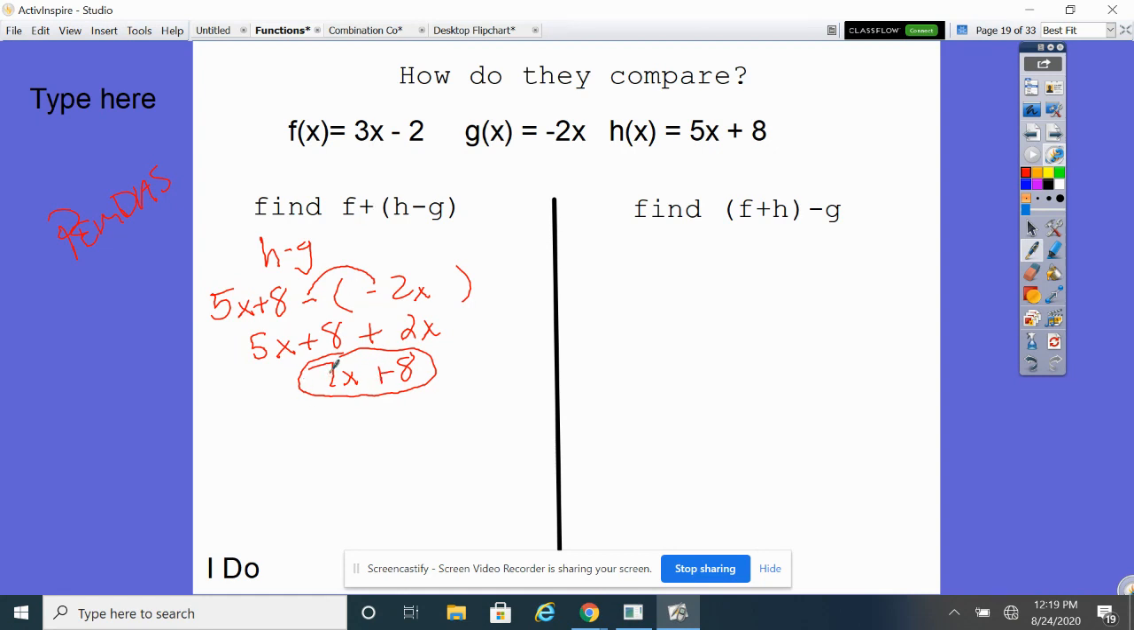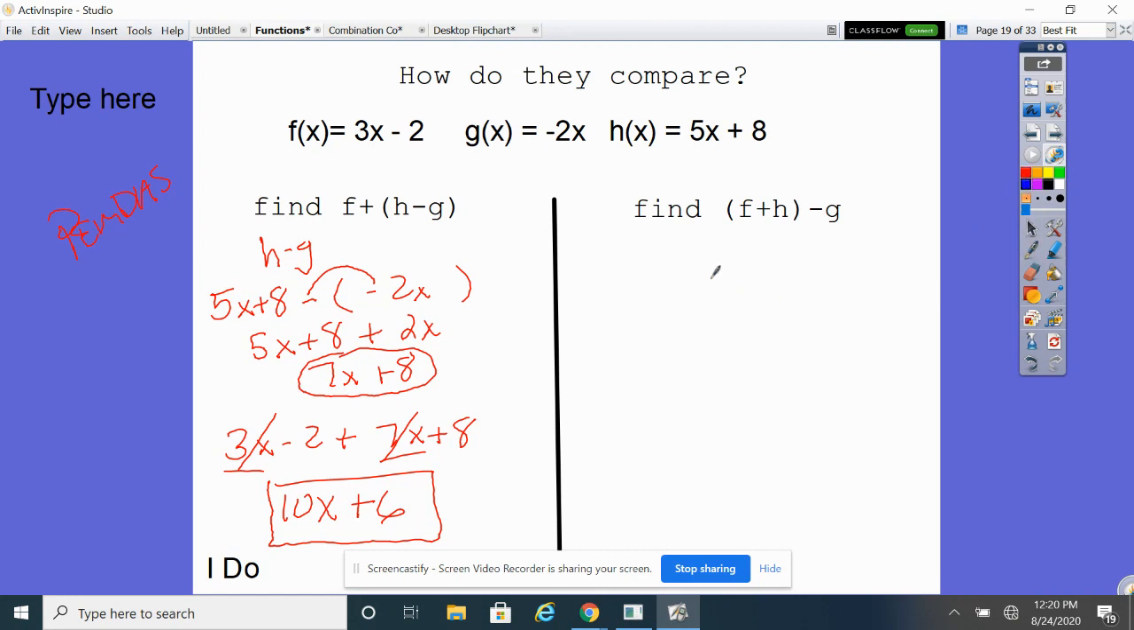All right, so there's the answer to the first part of the problem, but now we've got to do f plus all that stuff. So what was f? Well, f was 3x minus 2 plus, now we want to write the answer that we just got, which was 7x plus 8. No parentheses when it's a plus sign. We can just start collecting like terms. 3x and 7x is 10x. I like to cross them off to know I've used them. Negative 2, positive 8. It's positive 6. So there's the answer to f plus h minus g.